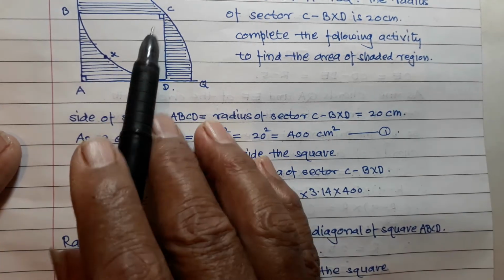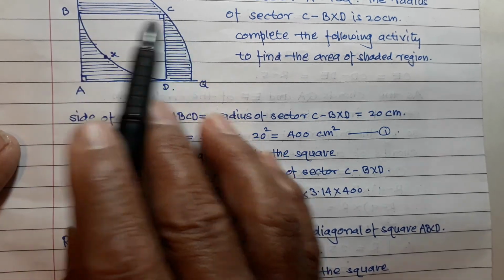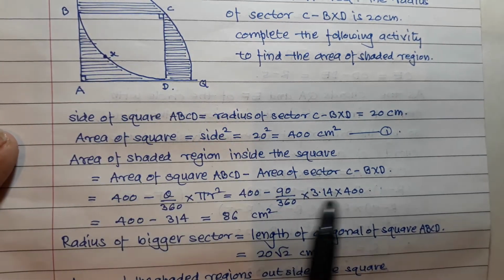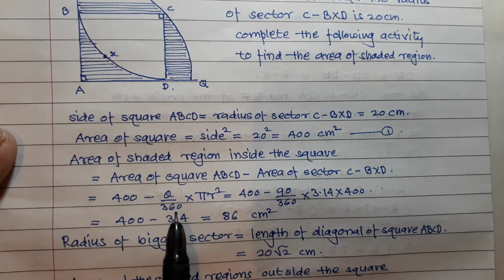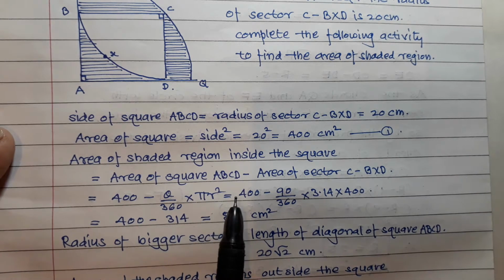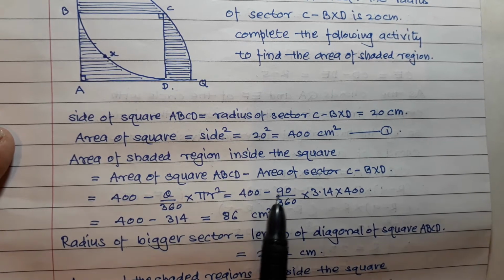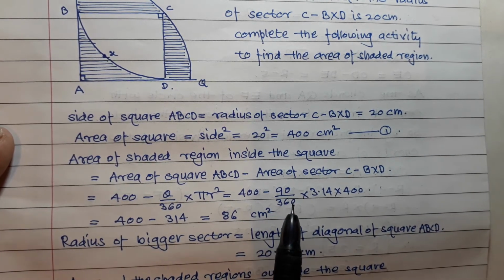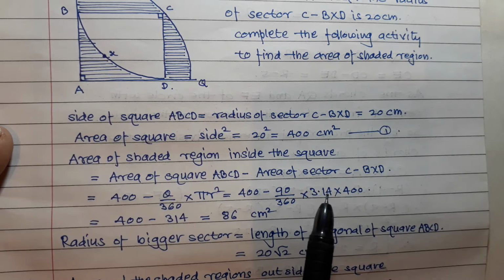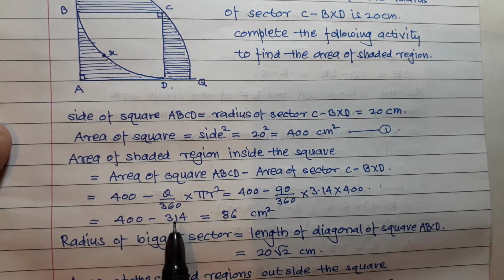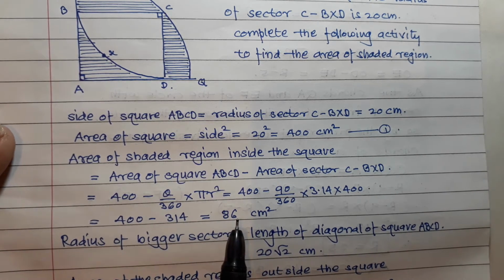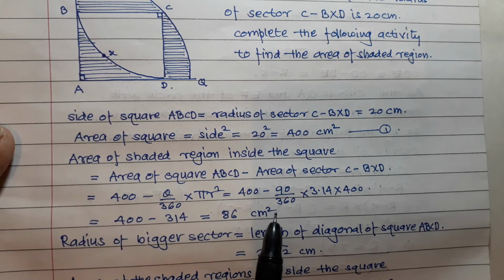area of sector CBXD, which is equal to 400 minus theta upon 360 into pi r square, equal to 400 minus 90 upon 360 into 3.14 into 400. If you simplify this, you will get 400 minus 314, which is equal to 86 cm square.